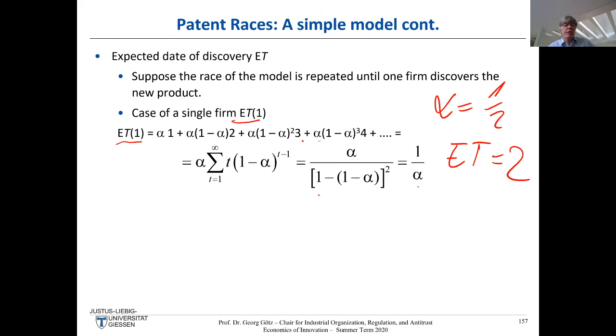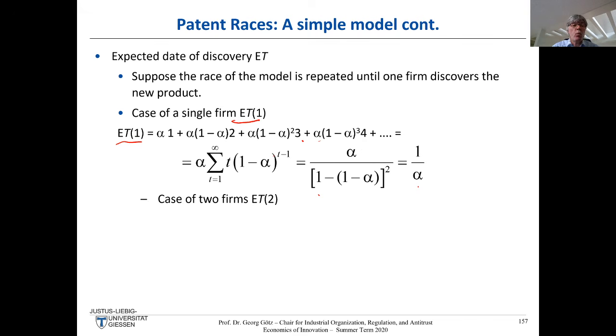So if the probability of success in each year is 1/2, you expect that it takes you 2 years. If it's 1/4, you expect that it's 4 years. Okay? That's how the probability of discovery translates into an expected date of discovery. And now, finally, what happens in the case of two firms? Now, this looks even nicer, okay?